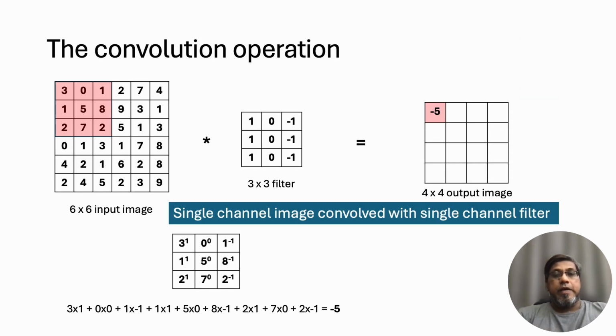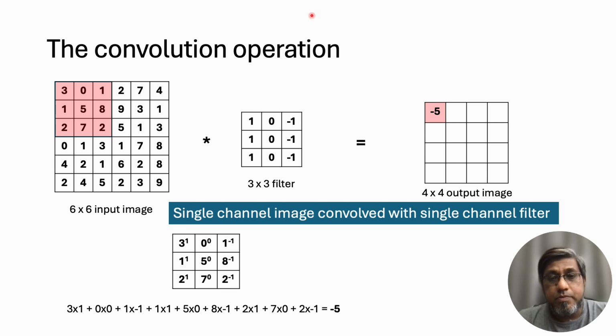So here we have an input image, and for simplicity, we are considering an input image with a single channel. So it has a depth of 1, so it's a one channel image. And the dimensions of this image are 6 by 6. So the width is 6 pixels and the height is 6 pixels, as you can see here. And we are going to convolve this input image with some filter of some size. In this case, we are taking a filter of size 3 by 3.